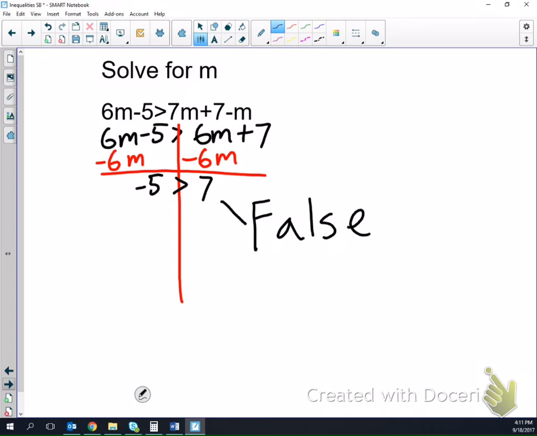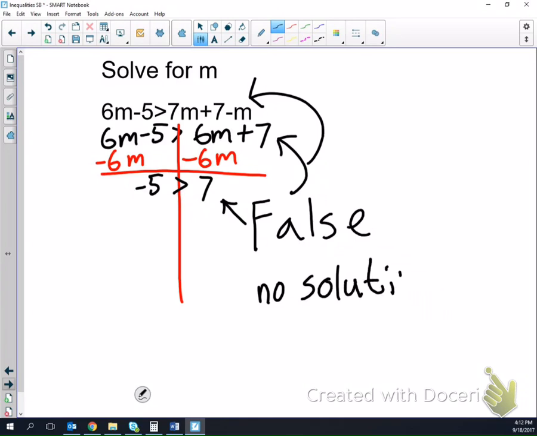Now, if this is false, that must mean that this is false, which also means that this is false, just everything we've been working on. There's no way it's true. It is just a false inequality, and it can never work. So the answer is that there's no solution. There's no value of m that I'm going to put into this that is going to make that true.